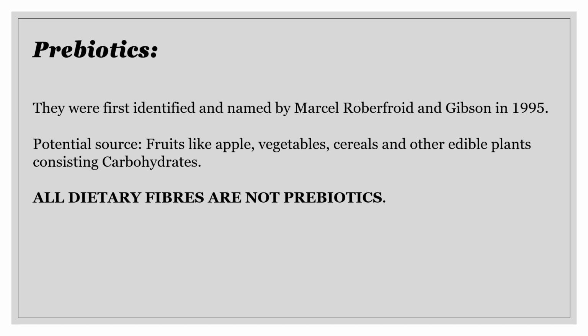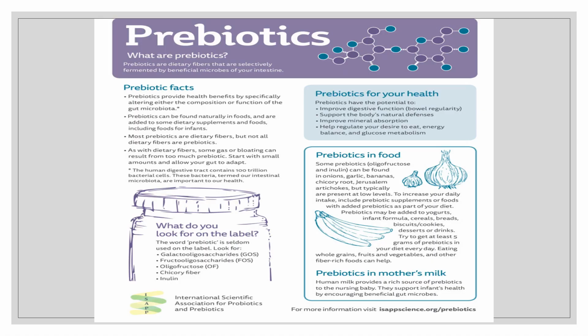The potential sources are fruits like apple, then vegetables, cereal, and other edible plants, consistent carbohydrates. Now remember that all dietary fibers are not prebiotics. They are selective. It is never that this particular food item that I am consuming has fibers, so it will act as a prebiotic. No, it is not like that. Now, what are prebiotics?